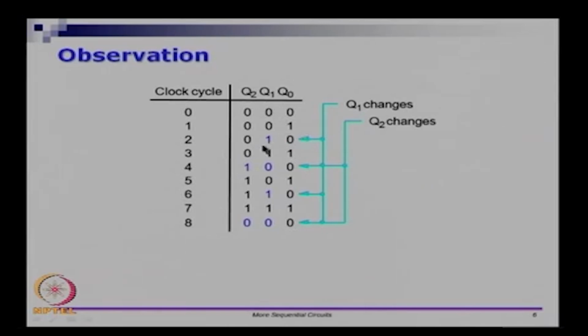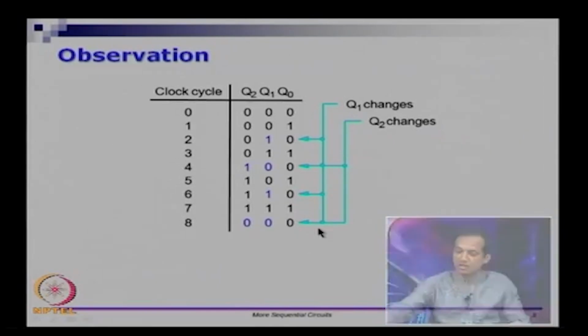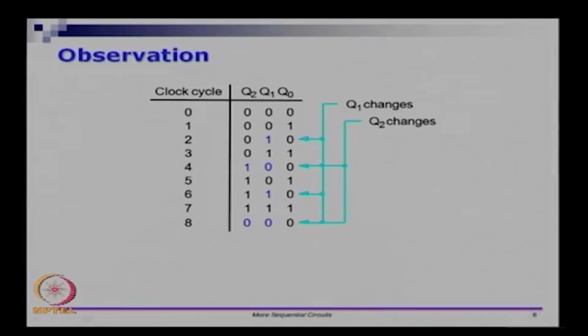Now you go and observe Q1. Q1 is changing here, here, here and here, Q2 is changing here and here, right. These are the changes that you see in Q0, Q1 and Q2. This is not something that is new to you. Now let us see how to derive some synchronous circuit.